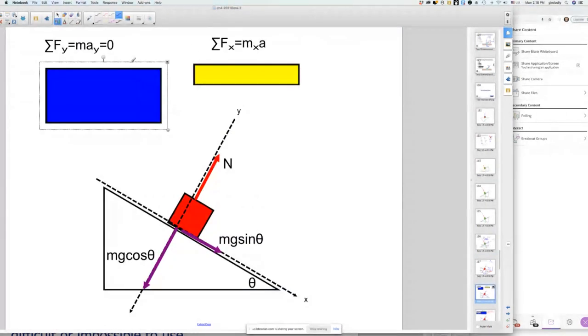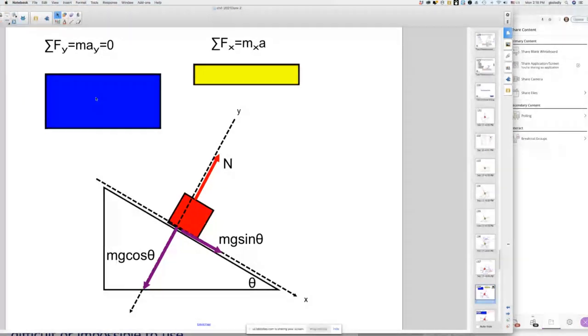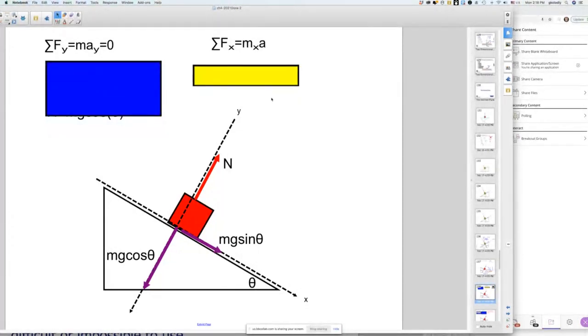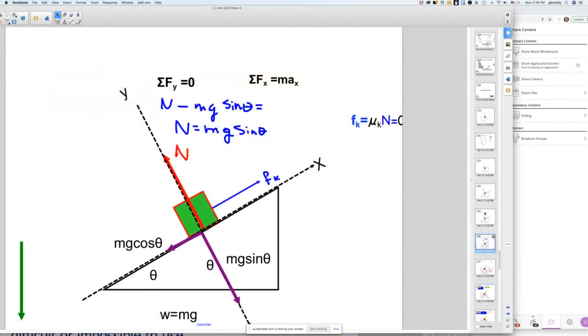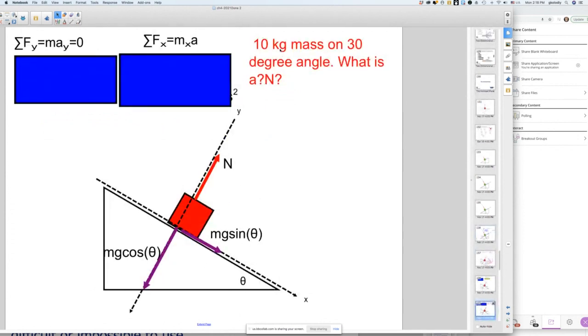So we're going to give some numbers here. The numbers should be listed here. What are they? Where did I put the numbers here? Here we are. Okay, a 10 kilogram mass at a 30-degree angle. What is the acceleration? What is the normal force?